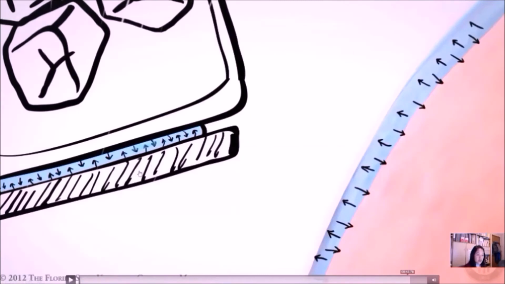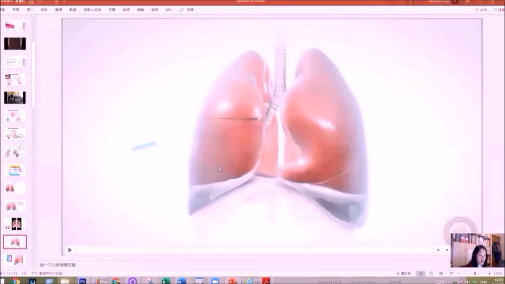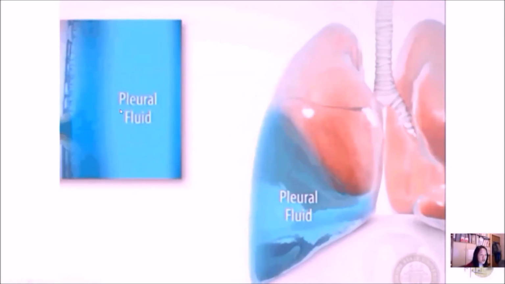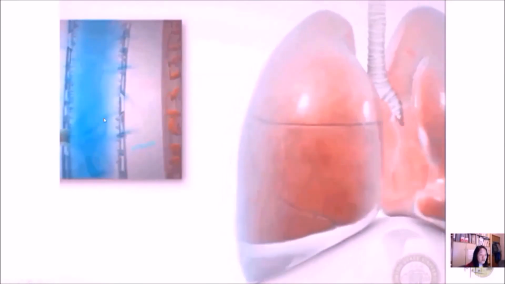This one represents the inner membrane. The other one represents the outer membrane. In between them, there is the pleural fluid. It should be airtight. If I use a syringe to inject some air into this layer, then this glass will fall down. They will not stick together. So the two membranes stick together because this one is airtight, and the thin layer of fluid will hold them tightly. So what happens if we have more pleural fluid secreted?